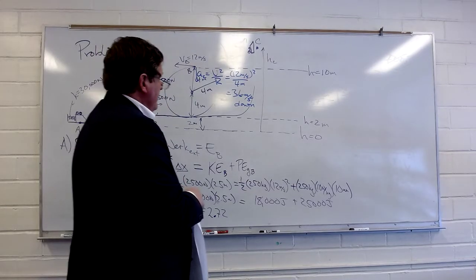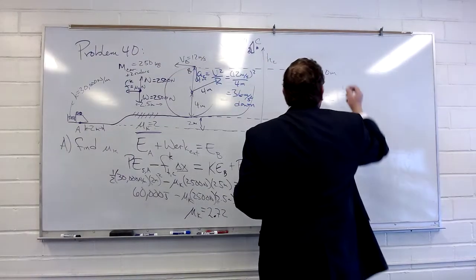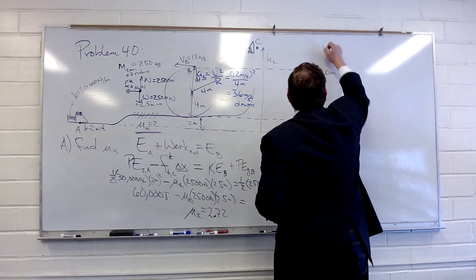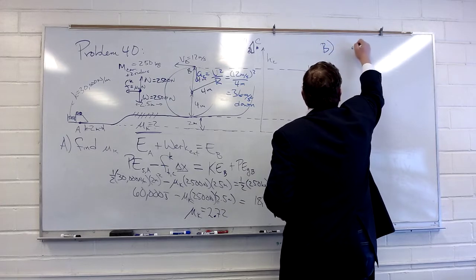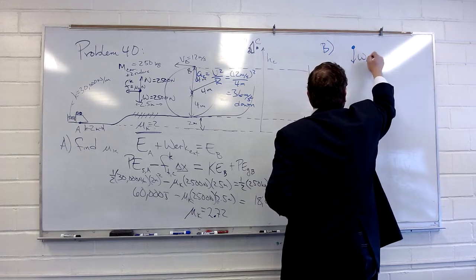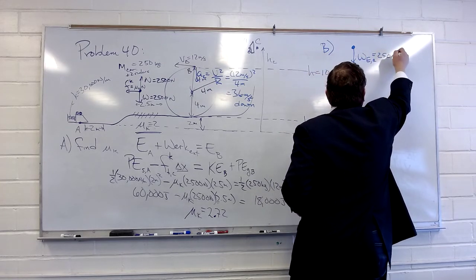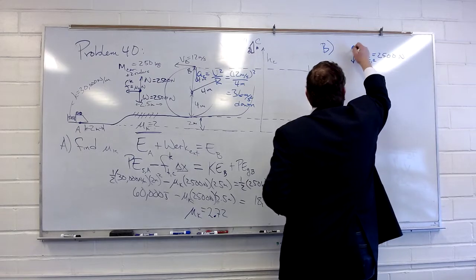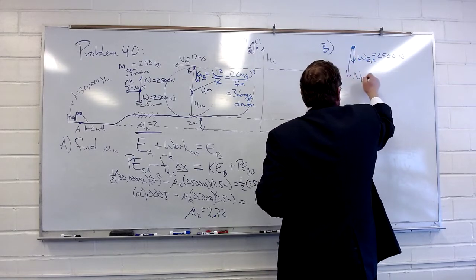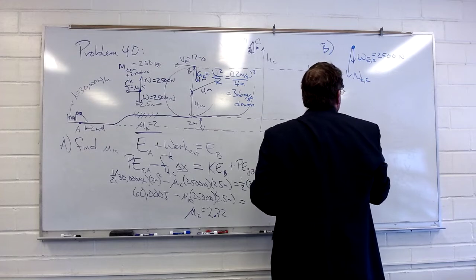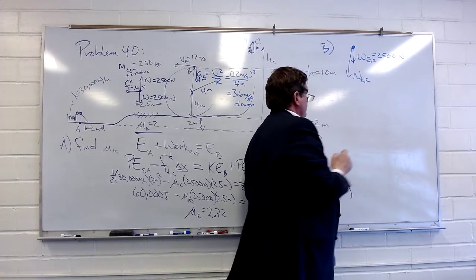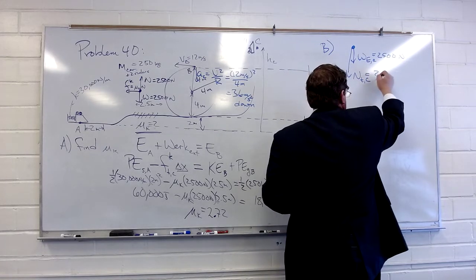Now, if I draw a free body diagram, let's draw a free body diagram for that cart. I'm going to have a weight force on that cart of 2,500 newtons, and then I'm going to have this normal force by the track on the cart. Well, that's what I'm looking for right there.